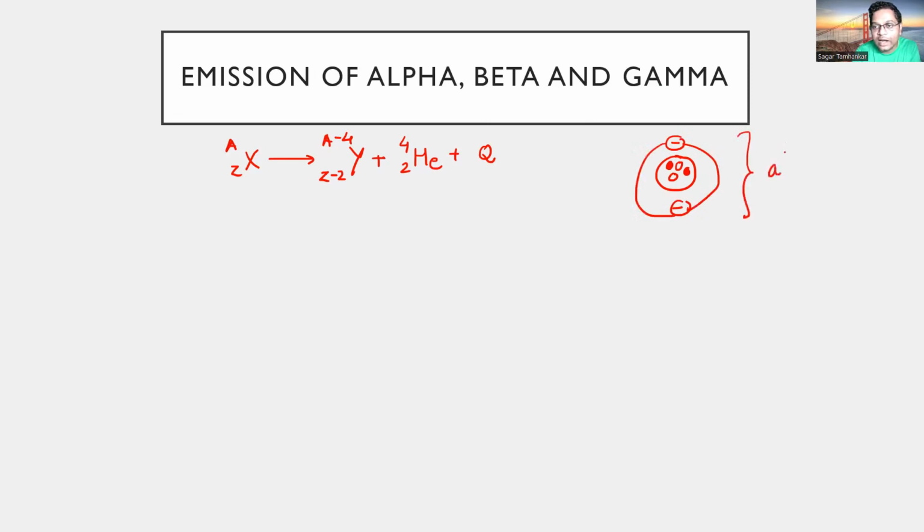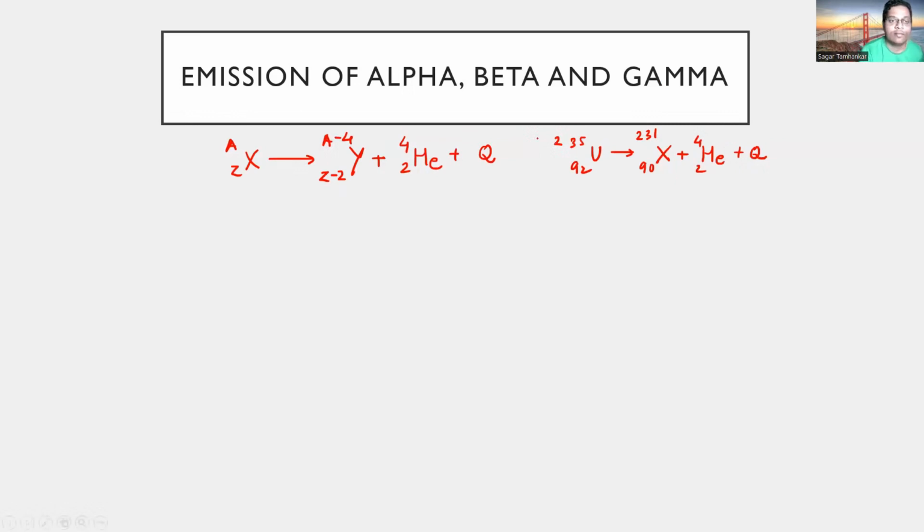So this is a helium atom, and if you remove the electrons, this is a helium nucleus. And that is precisely what an alpha particle is. It is a helium nucleus because it has 2 protons and 2 neutrons. So when you have 235 and 92, it turns into 231 and 90, and this is helium. This is a reaction that you will have to write. There will be some questions based on that.